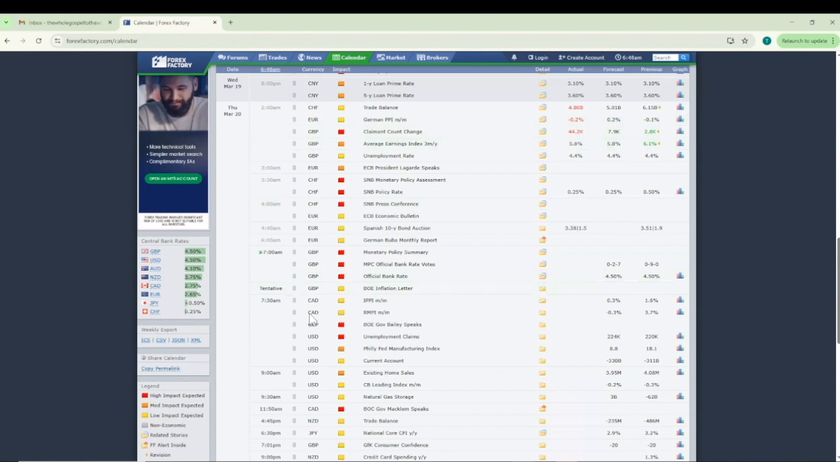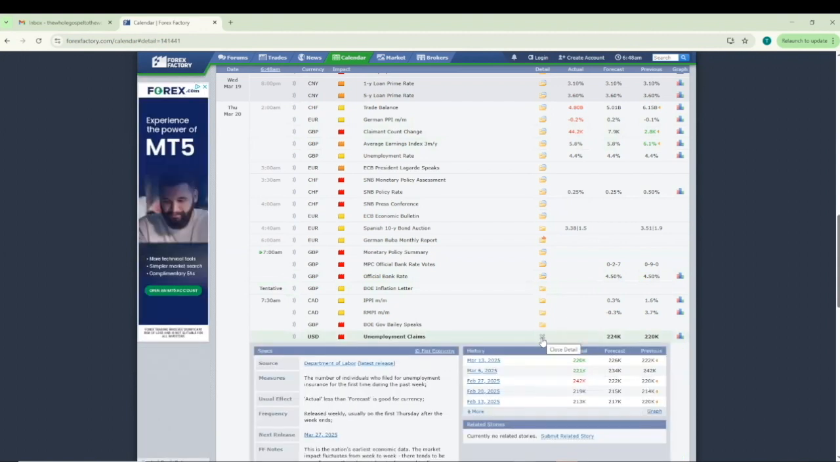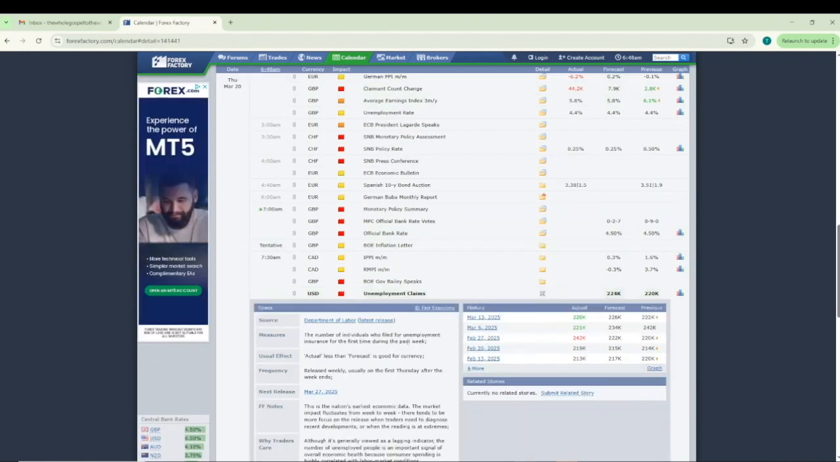So we know at 7:30 in the United States, we're going to have unemployment claims. So the number of individuals who filed for unemployment insurance for the first time during the past week, actual less than forecast, is good for the currency. So if less people file for unemployment, more people are working, they have more money to spend.